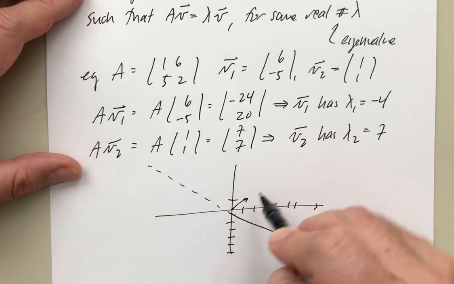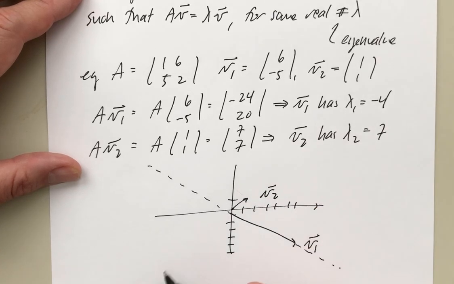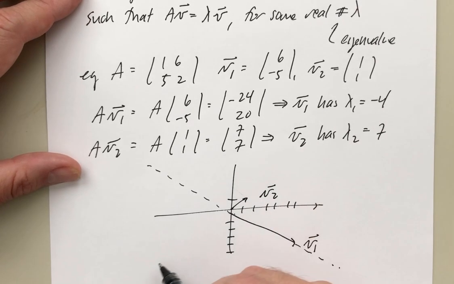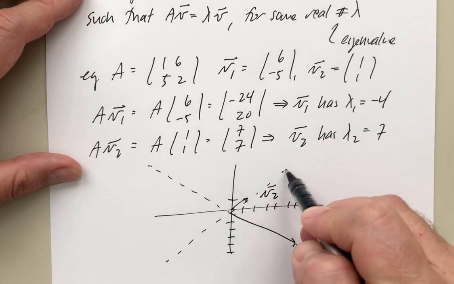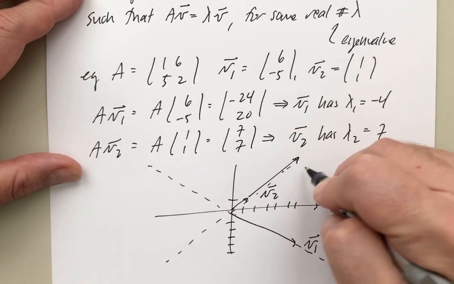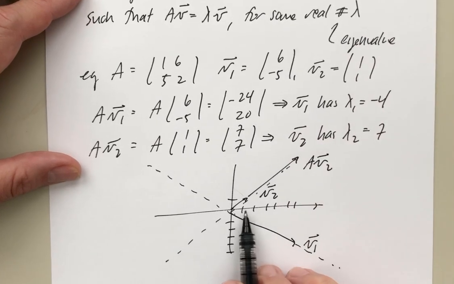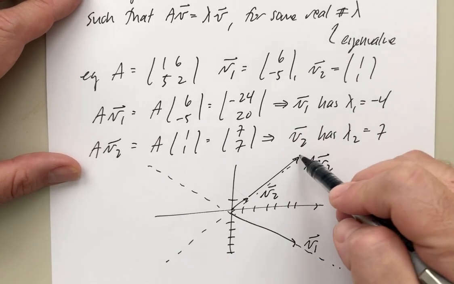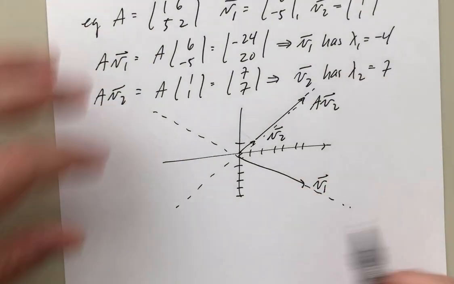And then V2, which is this vector, 1, 1, this also has the property that when I multiply A times this vector, I get 7 times what I started with. It stays in this line determined by V2.